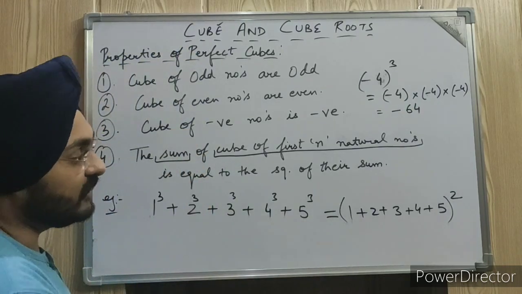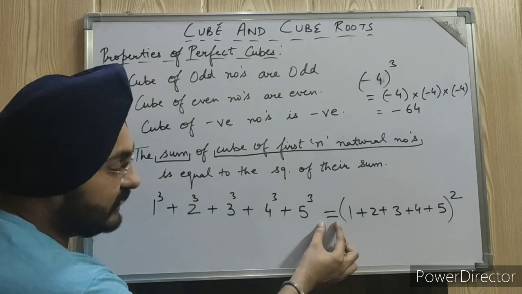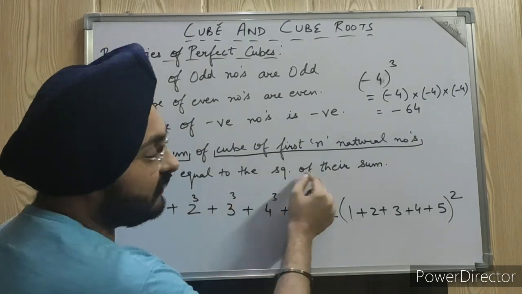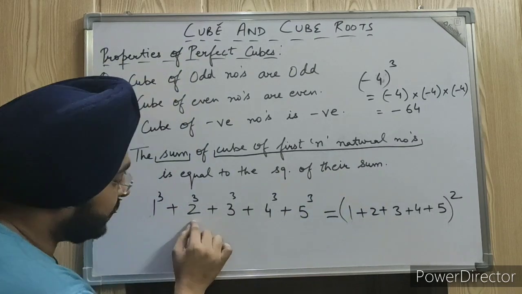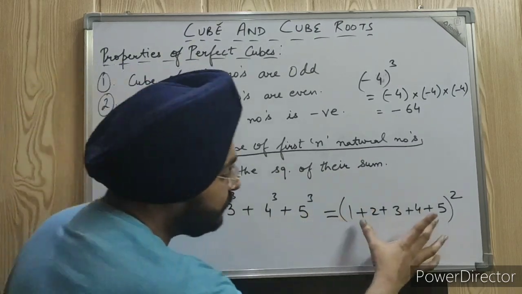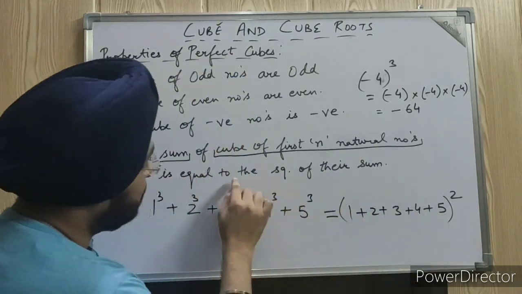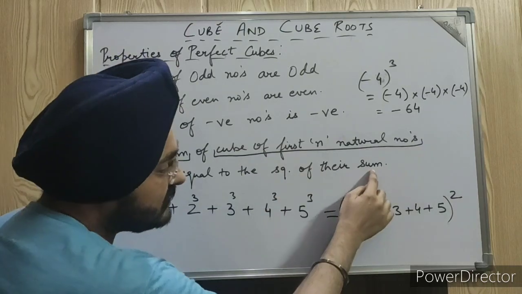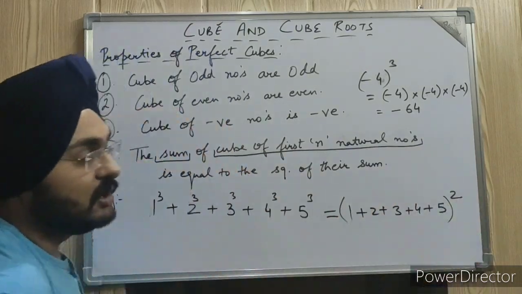So I have applied the positive sign here. Is equal, I have written is equal to the square of their sum. It means we have to take these 5 natural numbers only. So I have added this. He is saying equal to the square of the sum, so I have added and found the square.